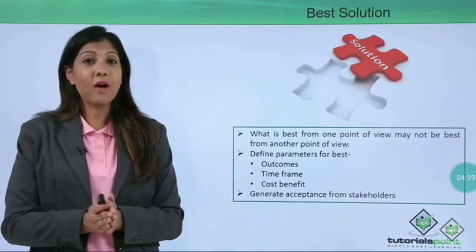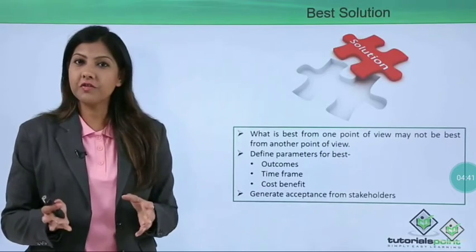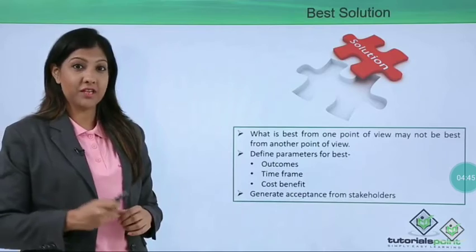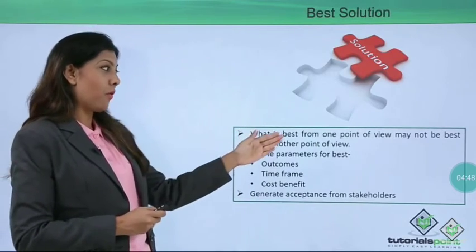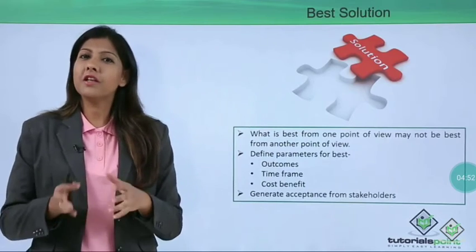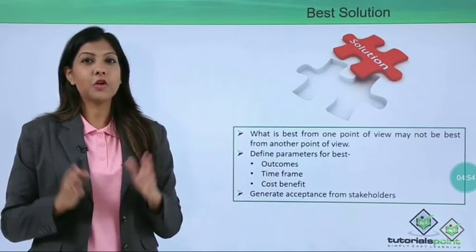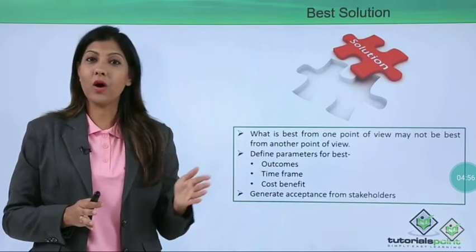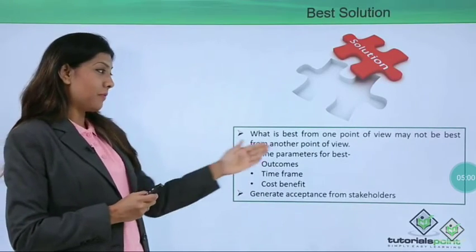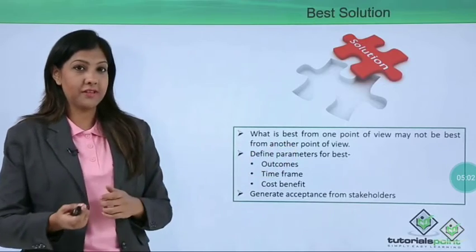Now let's look at, once you have identified different alternatives, you need to take out the best solution for that particular problem which has come up. So what is the best from one point of view may not be from another point of view. Friends, today it's all about perceptions, how you perceive a particular thing from one point of view to the other. Define the parameters for best options that could come up.